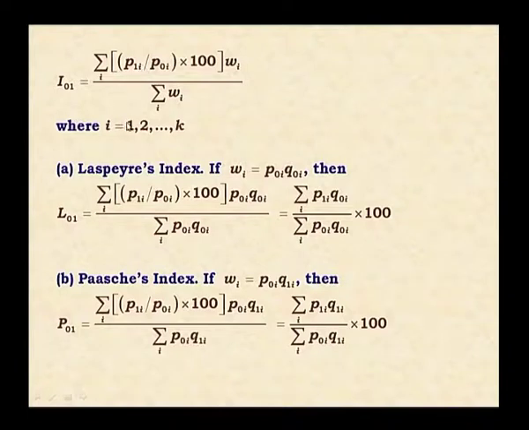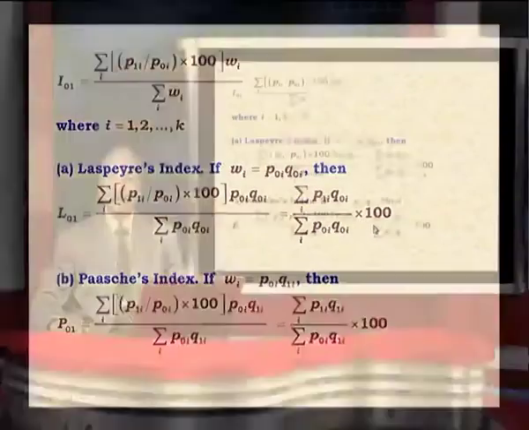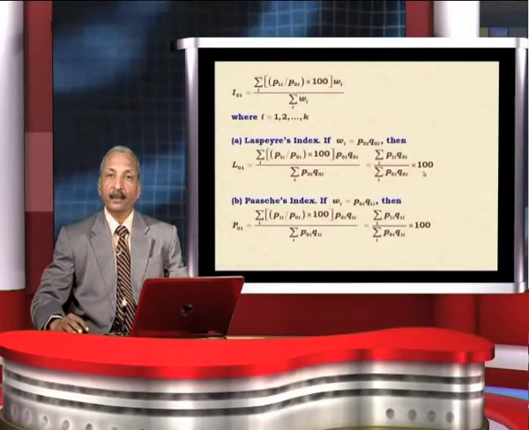Now, when we want to construct the Laspeyres index number, then the value of Wi equals P0i times Q0i, and this gives me the Laspeyres formula, which we denote by capital L01. On simplification I get it as sigma P1i times Q0i divided by sigma P0i times Q0i, and of course we multiply it by 100 in order to have the value of the index number in percentage form.